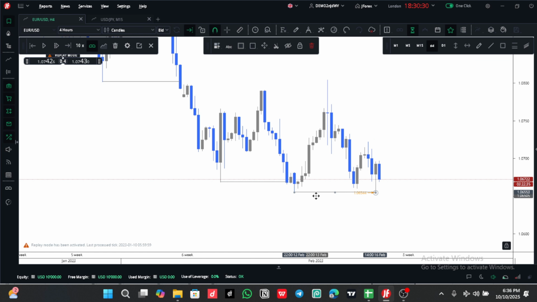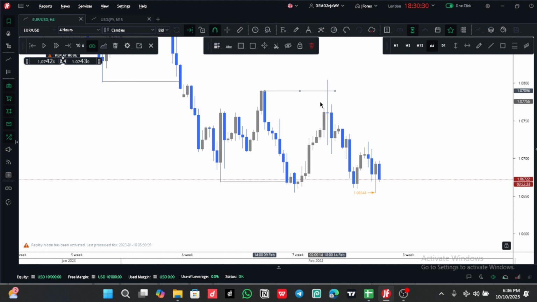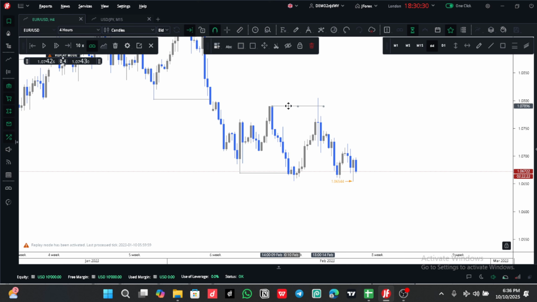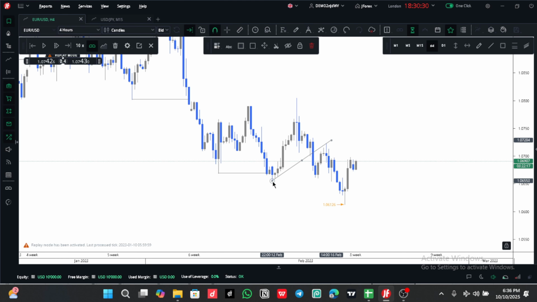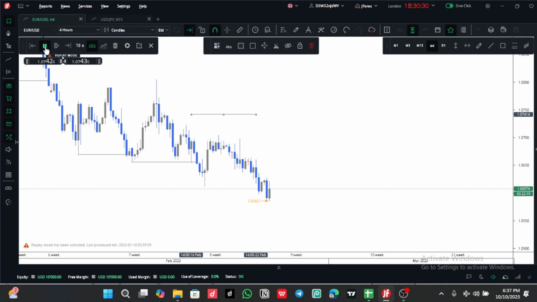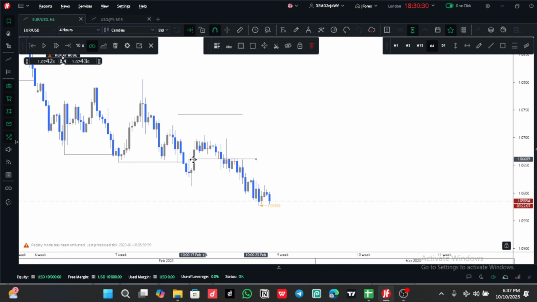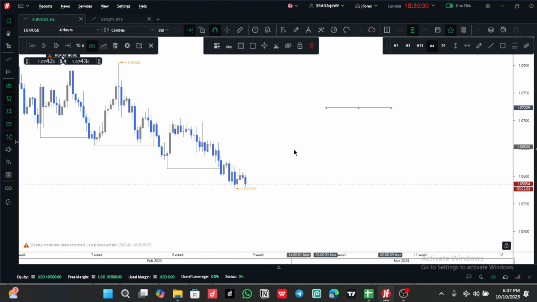So you can see it again. The market came and swept this high. It did not give us a body break of structure. You can see it. So that's not a qualified break of structure. Let's wait till we see a body break. Okay, we have seen a body break. Yes. All right. That's it.